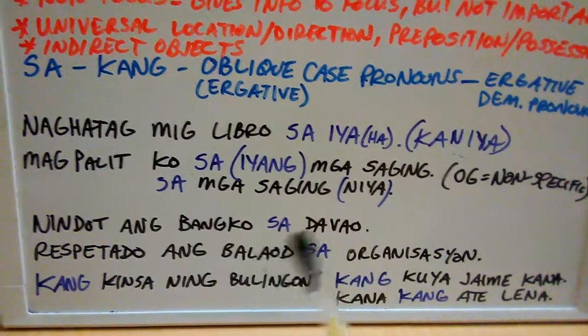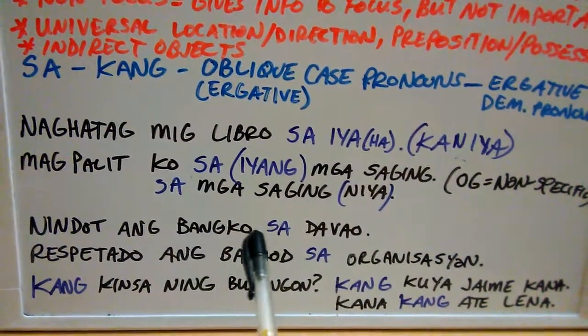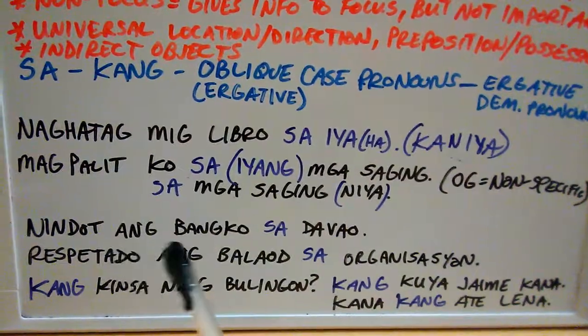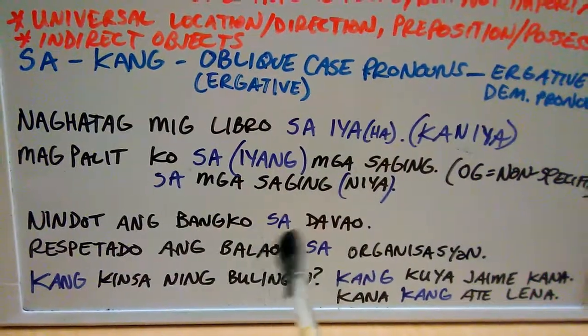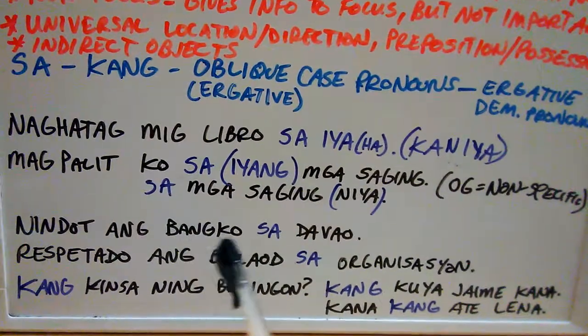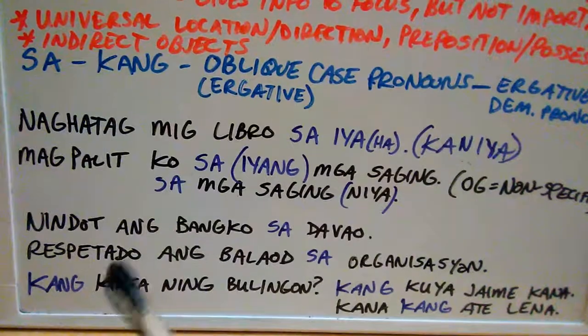Nindot ang bangko sa Davao. This is showing ownership in a way and location. The bank in Davao is beautiful. Nindot ang bangko sa Davao. So the bank in Davao is beautiful. It is showing location. It's also specific. So we were talking about a specific bank going somewhere in Davao that was beautiful.